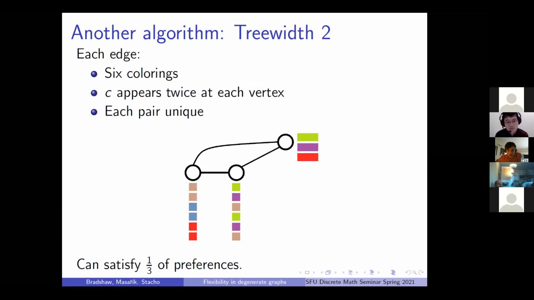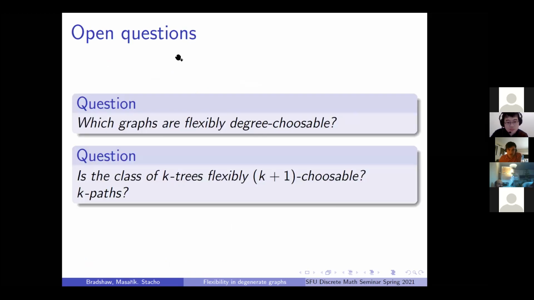Okay, so I guess I'll end the talk with just these 2 open questions that we think would be very interesting to answer. So the first question that we thought of is, we could ask which graphs are flexibly degree choosable. So we defined a graph being epsilon flexibly k choosable. We could similarly define a graph being epsilon flexibly degree choosable. And we could ask which graph classes are epsilon flexibly degree choosable for some universal constant epsilon.